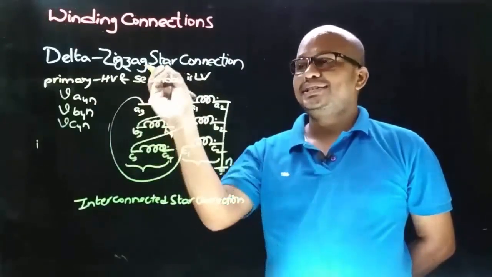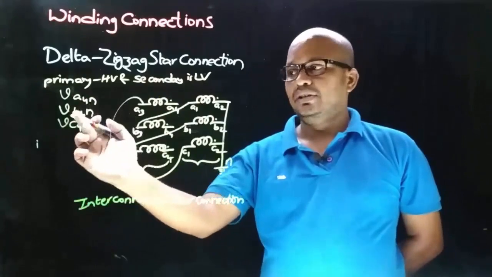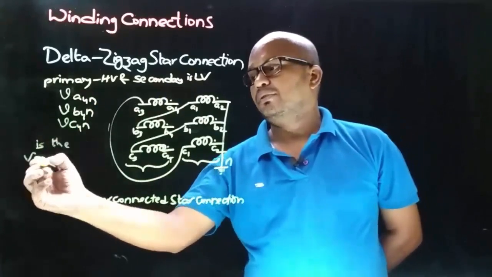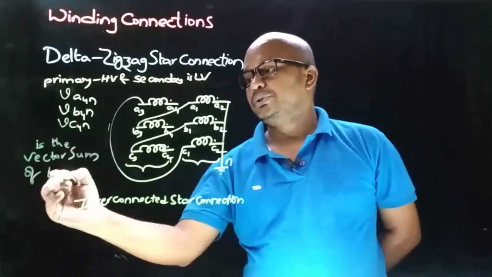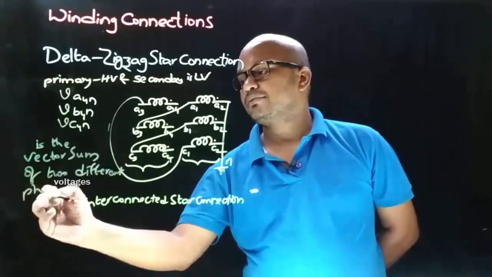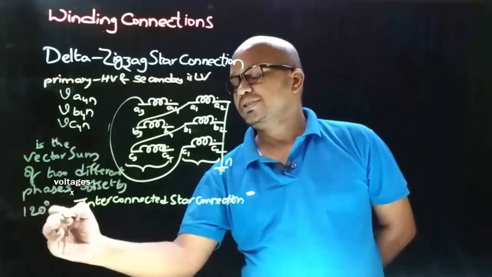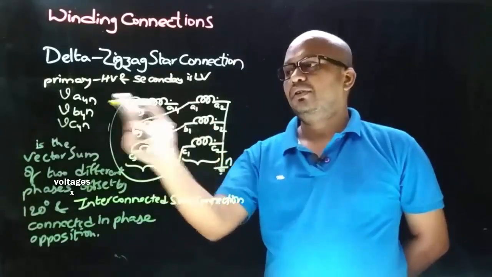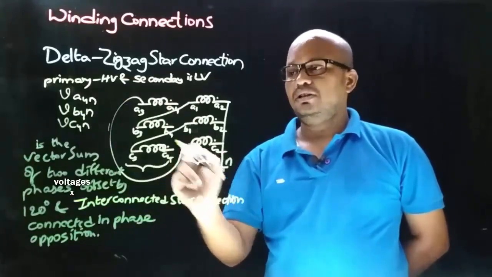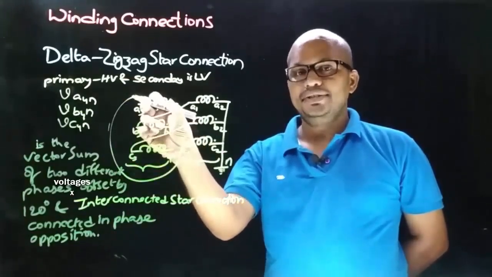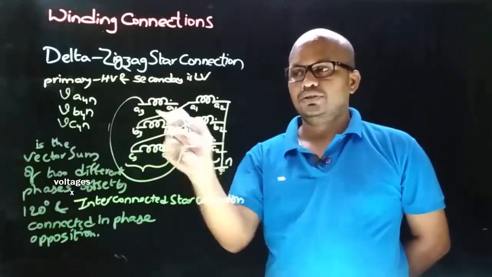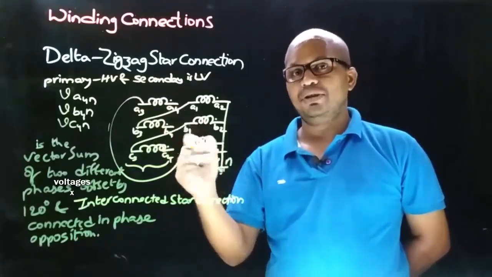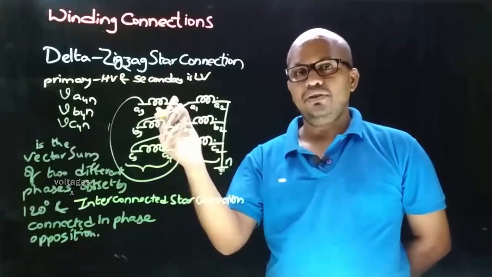Therefore, the phase voltages in zigzag star connection are VA4N, VB4N and VC4N, in which each phase voltage is the vector sum of two different phases offset by 120 degrees and connected in phase opposition. So if you consider VA4N, which is the vector sum of this voltage and this voltage, these two are of different phases. This is A phase and this is C phase, and these two windings are offset by 120 degrees and connected in phase opposition.